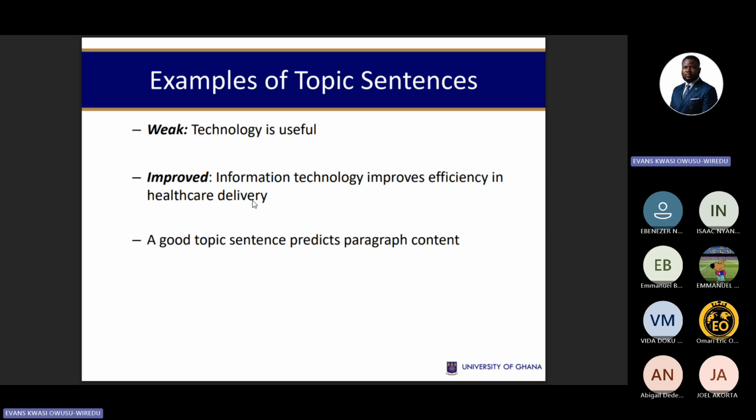Is that okay? It's a very simple concept that we are talking about. I don't even need to be stressing myself on these things, right? So a good topic sentence predicts paragraph content.